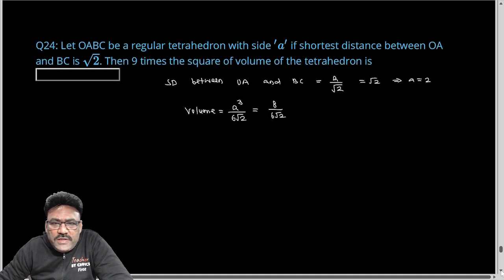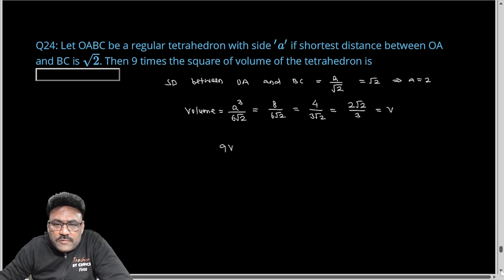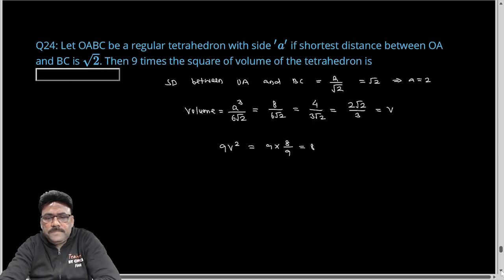They are asking 9 times the square of the volume of the tetrahedron. So it is 4 by 3 root 2. So it is 2 root 2 by 3. Let's say this volume is V. They are asking 9 times V square. So 9 times 8 by 9, so 8 will be the correct option here.